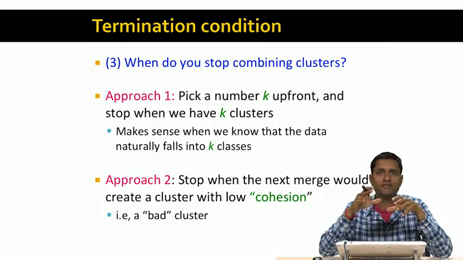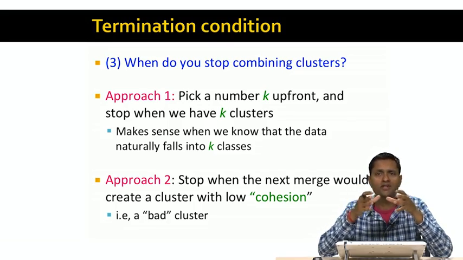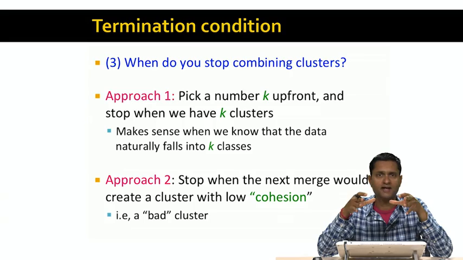The second approach, when we don't know the number k up front, is to keep clustering and stop when the next merge of clusters would create a bad cluster. Now, how do we define a bad cluster? We define a notion called cohesion, which measures the goodness of a cluster. And when the cohesion value falls below a certain level, we've created a bad cluster. And we stop when the next merge would create a bad cluster.